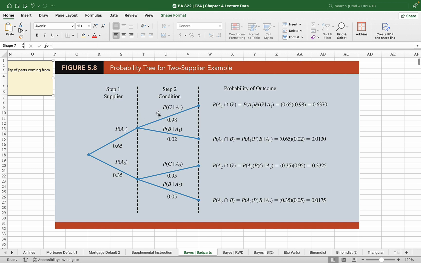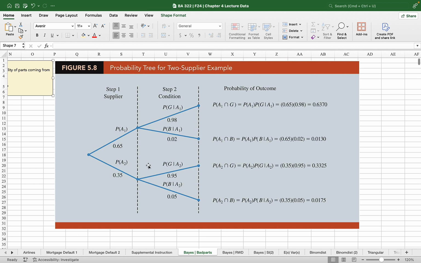What we can see here from this first conditional probability statement is that the probability of it being a good part, given that it comes from supplier 1, is 0.98, and the probability of it being a bad part, given that it comes from supplier 1, is 0.02. To translate this into common language, 98% of parts from supplier 1 are good, and 2% of parts from supplier 1 are bad.